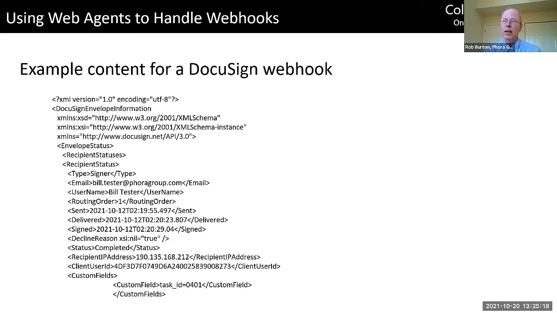DocuSign assumes the model that they don't want you making additional calls to get that information. They send literally everything you need to know about this particular document, and they call the document an envelope. Everything about that envelope is in the webhook, so you just parse it out in XML and you can do anything you want with it.